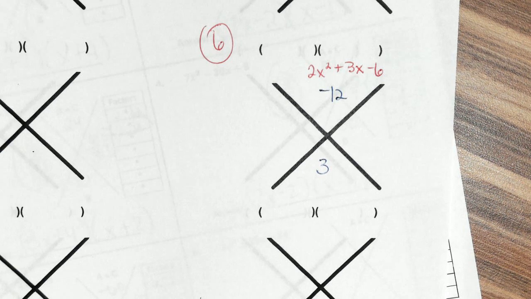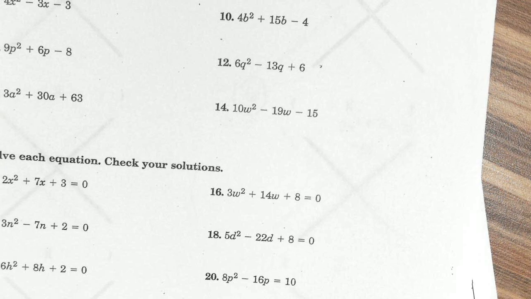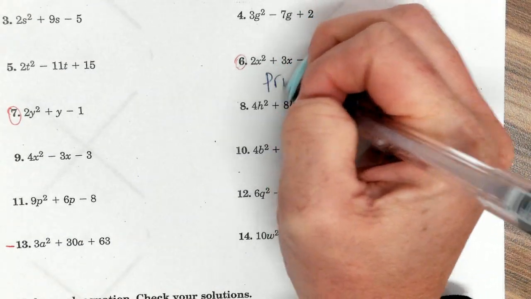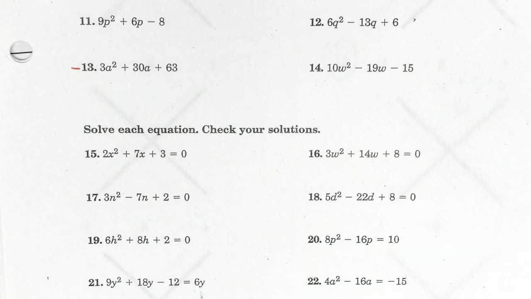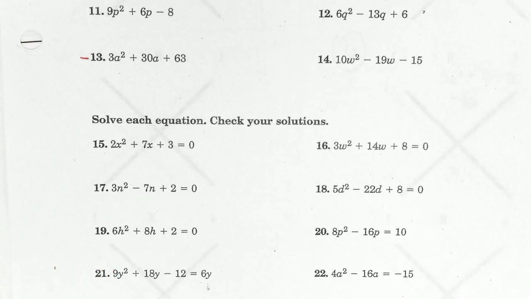So what happens if it doesn't work? It's called prime, meaning you can't factor it. Like it just doesn't factor. Okay? So on here, whenever you cannot factor it, it is called prime. There is one more that cannot be factored. Okay? Now, number 13, you have to do a step before you can factor. So number 13 can be factored, but I'm going to teach you what you have to do first.